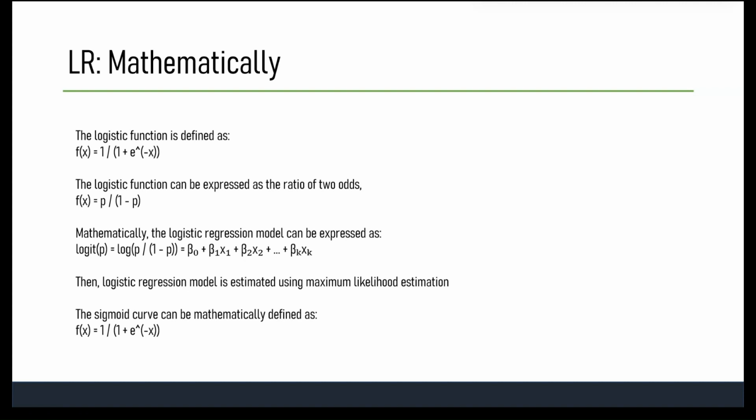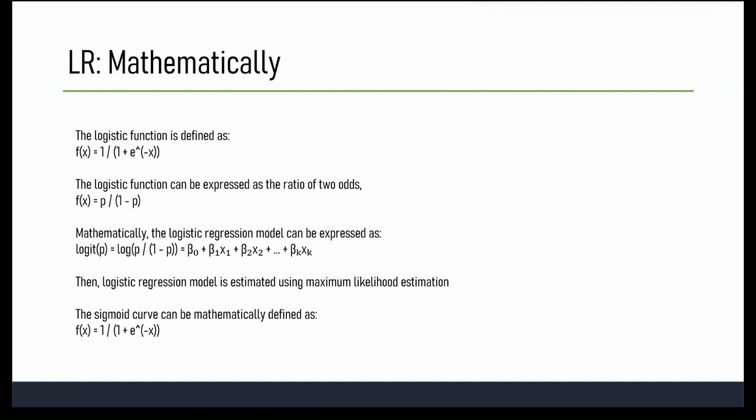So this logistic regression function is defined as f(x) equal to 1 by 1 plus e to the power minus x. Now x is the input, e is the base of the natural logarithm. The logistic function can be expressed as the ratio of two odds, namely the odds of the event occurring and the odds of the event not occurring, which is f(x) equal to p by 1 minus p, where p is the probability of the event occurring.